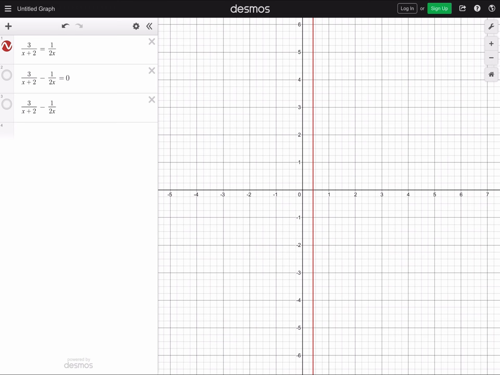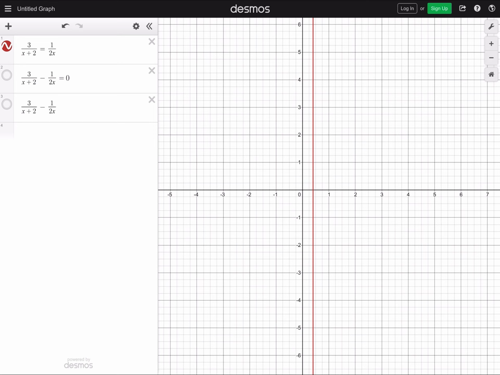All right. So when you see this problem, most people will just say, oh, all right, I will just go to Desmos and plug it in. Okay, so we have 3 over x plus 2 equals 1 over 2x. All right, and then you see, okay, on the right hand side of the screen, I see a graph. Is that it? The answer is no, that is not it.